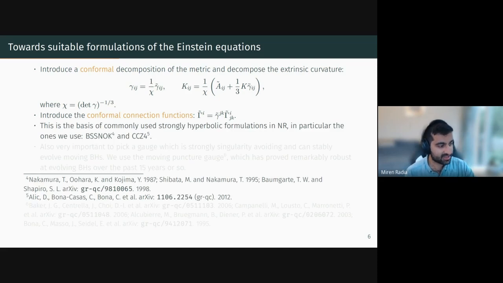These are the basic key steps that we use in the strongly hyperbolic formulations in numerical relativity that are very common today in finite difference numerical relativity codes. So the two formulations that we use are the BSSN formulation, and the CCZ4 formulation. In the BSSN formulation, the evolution equations that you get are further modified using the constraint equations, in order to make the system strongly hyperbolic.